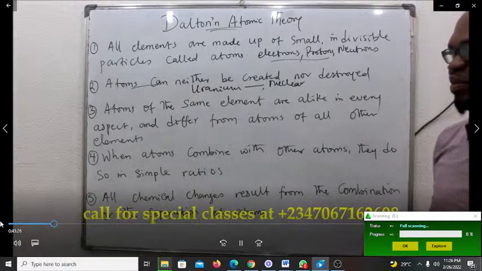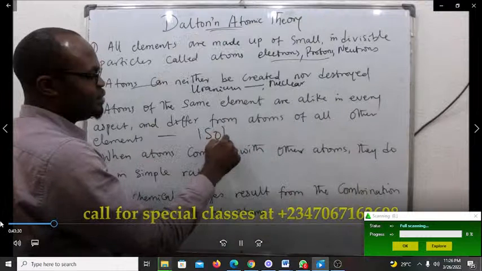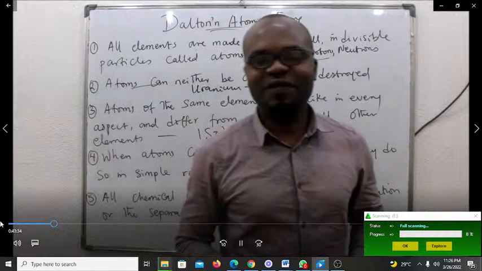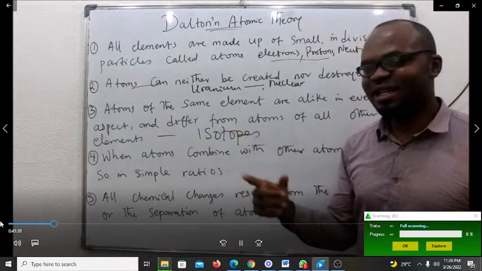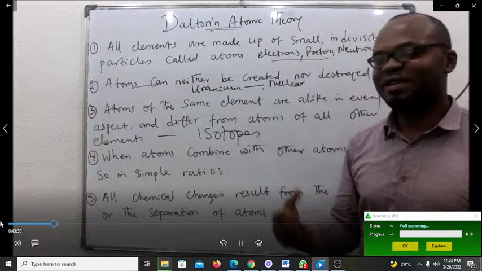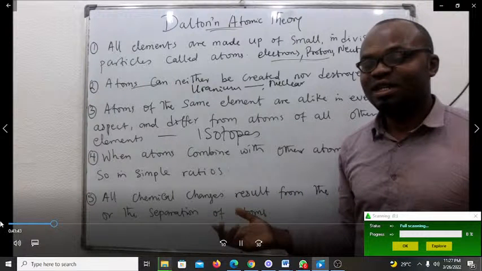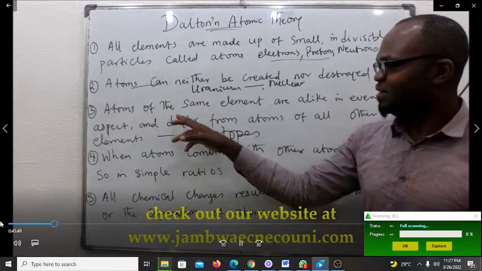This is not completely true because of the discovery of isotopes. In isotopes, we find that one element, say chlorine, can have different isotopes. They have the same chemical properties, but the mass number is not the same. So this is the modification to this statement.